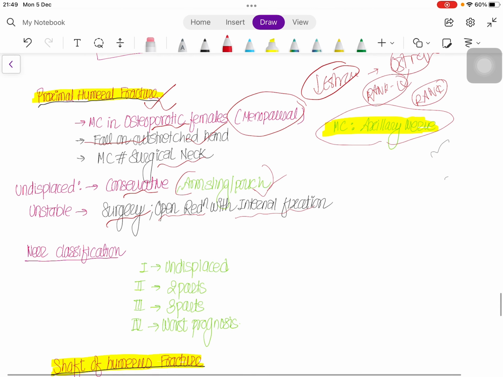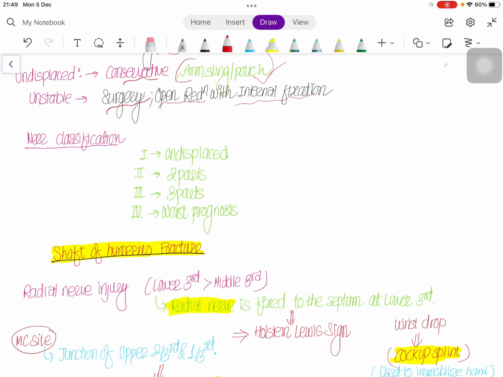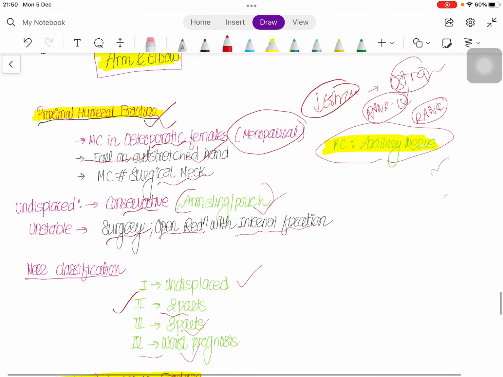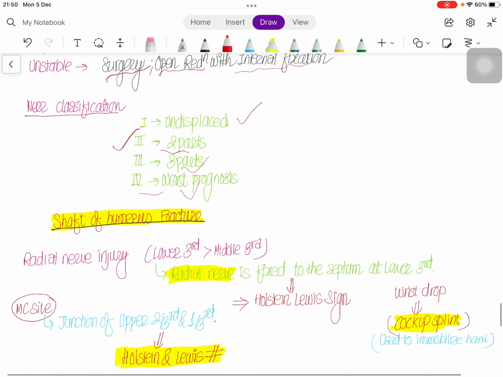There is one classification called the Neer classification. It gives 4 types: in the first, undisplaced; in the second, two parts of the fracture; in the third, 3 parts; and in the fourth, 4 parts, with a poor prognosis. This is what you need to know in proximal humerus fracture.